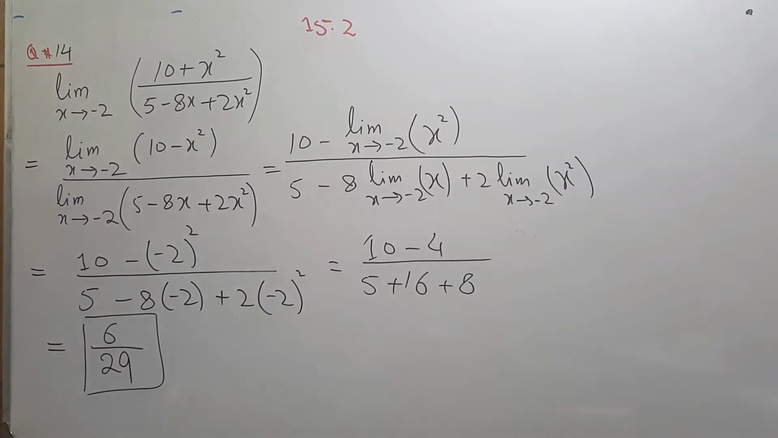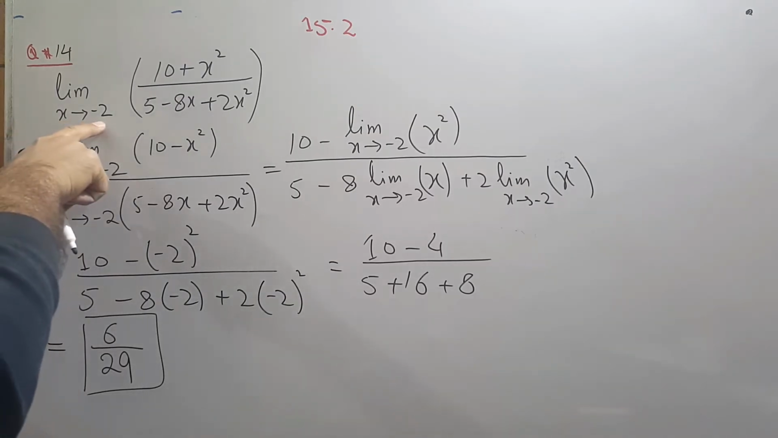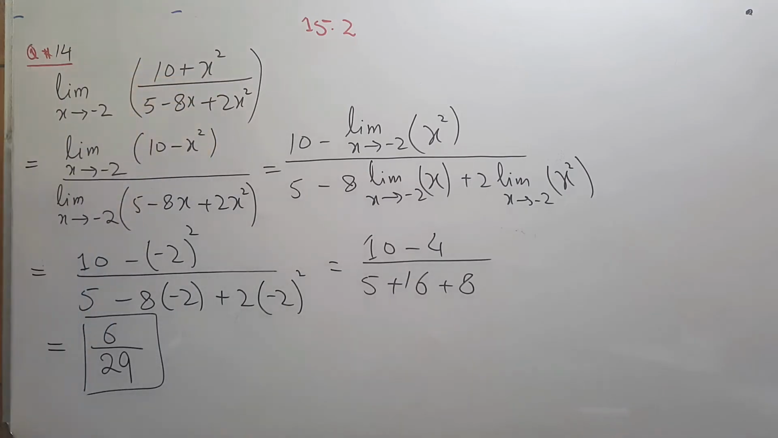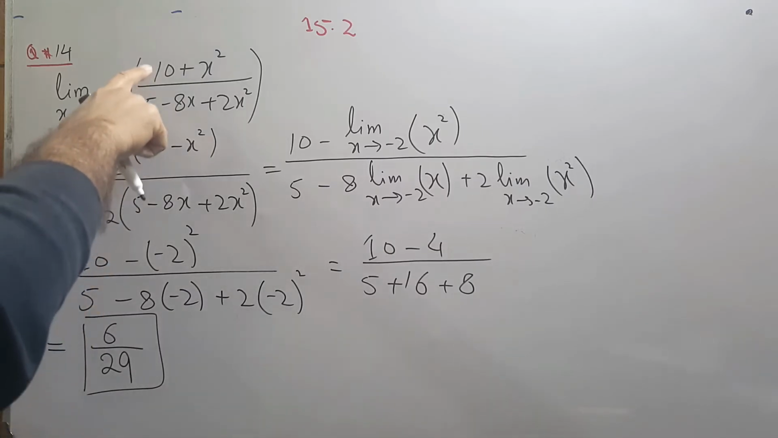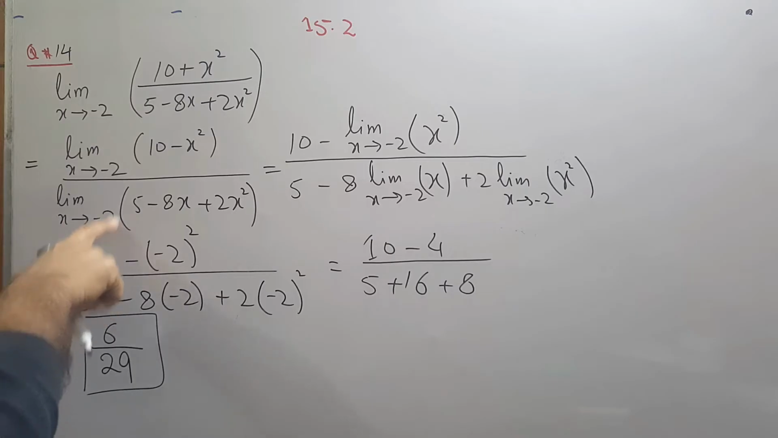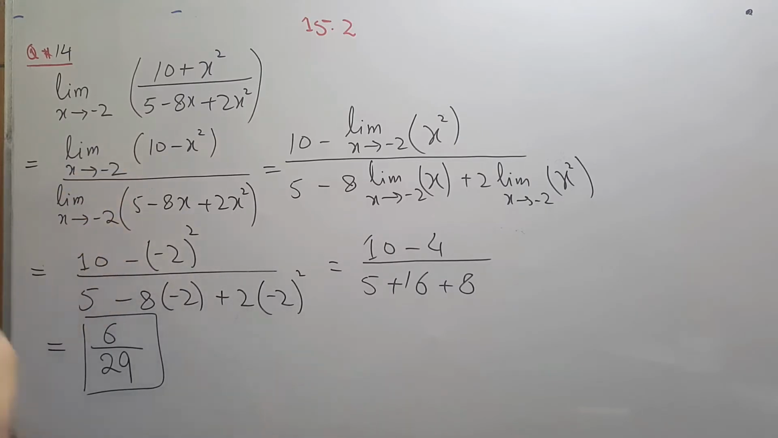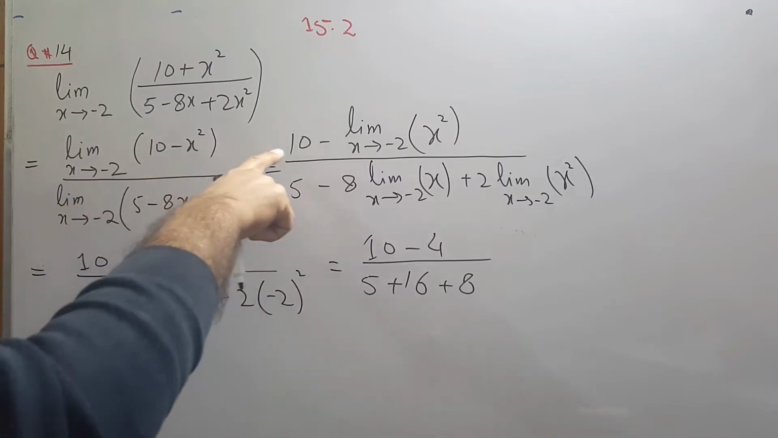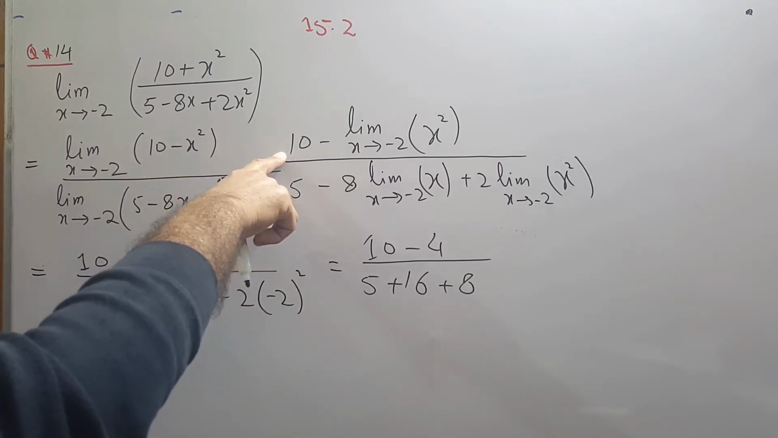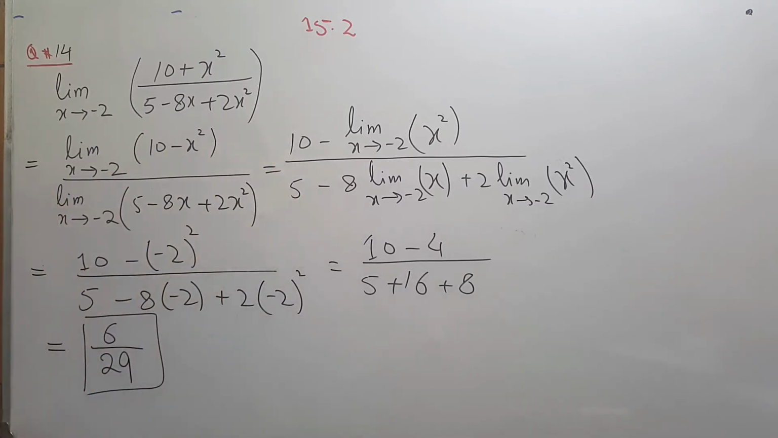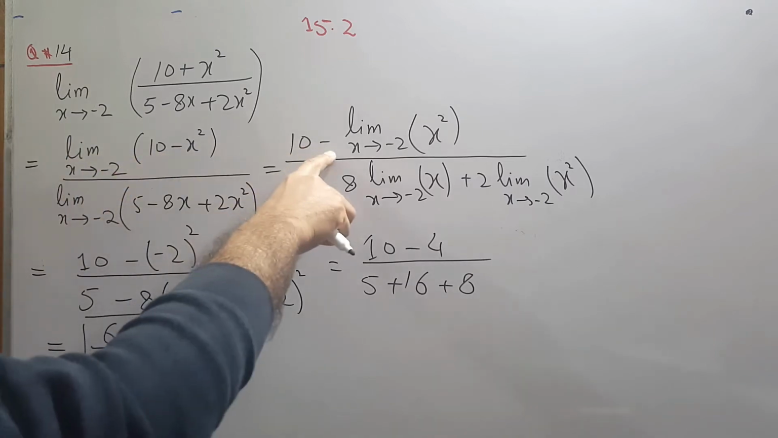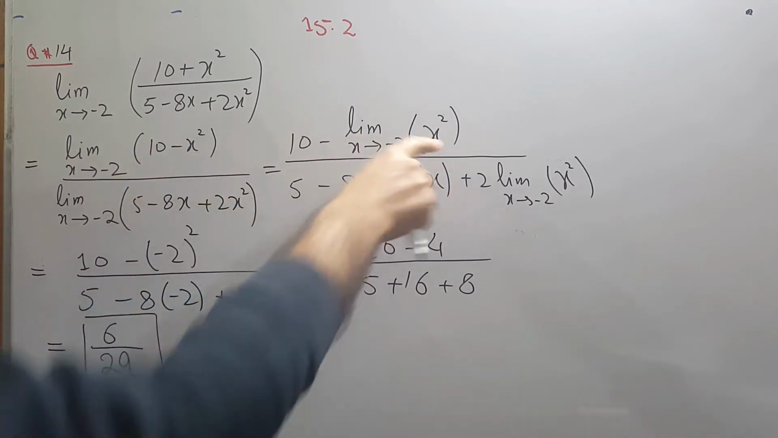Question number 14 says that the limit as x approaches minus 2 of this function is again in the numerator and denominator form, p over q form. So we can apply the limit on the above and on the below, numerator and denominator. So now since 10 is a constant, we will write down 10 as it is, because the limiting value would be 10. Then minus, and then you apply the limit on the x square separately.